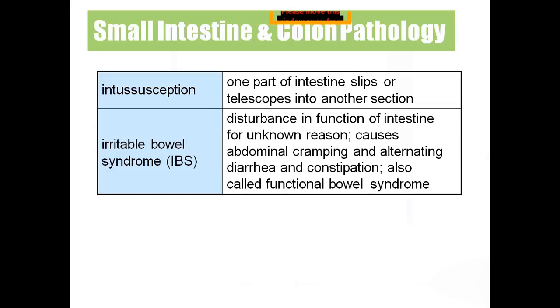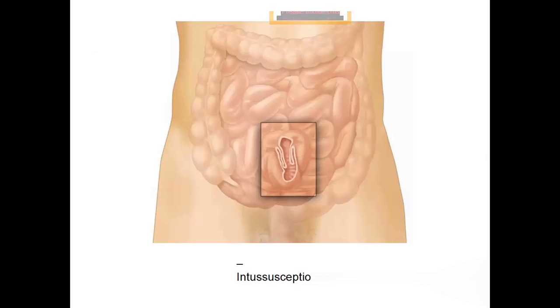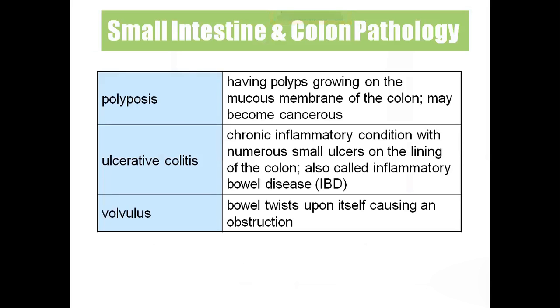And irritable bowel syndrome. So the disturbance in the function of intestine, the reason was unknown. But the person will get abdominal cramping, means pain in the abdomen, diarrhea, constipation. We also call it as functional bowel syndrome. And polyposis. Having polyps growing in the colon, we call it as polyposis. And it also can become cancerous. And ulcerative colitis. So ulcers formed in the colon. So those ulcers lead to inflammation. So we also call it as inflammatory bowel disease. And volvulus. So twisting of the bowel into each other. We call it as volvulus.